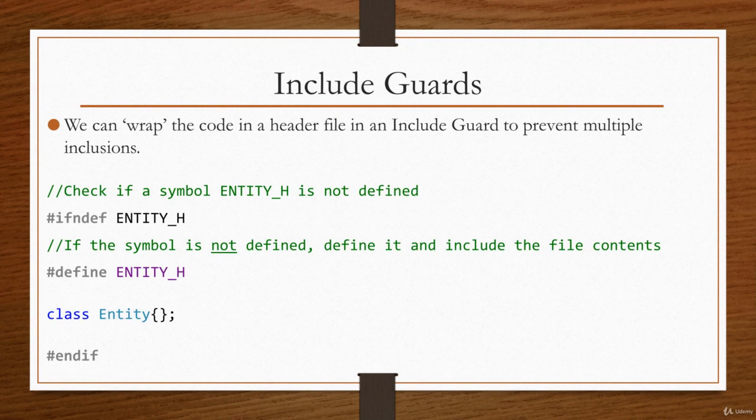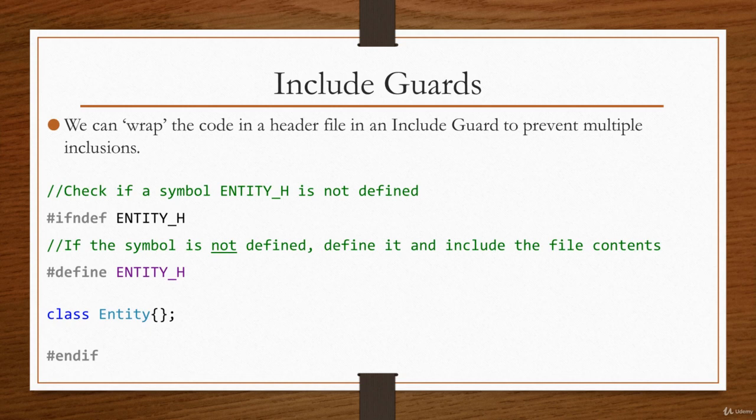To prevent multiple inclusions, we can use what is known as include guards. And with these, we can basically wrap the code in a header file in an include guard to prevent multiple inclusions. You can see an example at the bottom of this slide. That first preprocessor directive, #ifndef, is basically going to check if a symbol entity_h is not defined. You can use any valid identifier name for the symbol. In this case, I chose entity_h because it's going to be in a header file, and also because we are wrapping the class entity in this include guard.